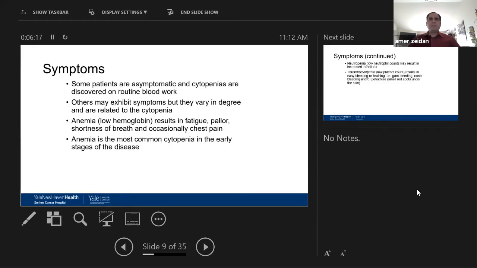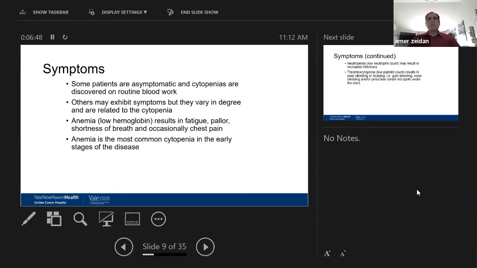So what are the symptoms of MDS? Sometimes there are actually no symptoms and the patients are diagnosed just based on routine blood work. I often see patients in my clinic who are referred for a new MDS diagnosis that was picked up when they had routine blood work during a routine physical exam, sometimes during a preoperative evaluation, and they noted that the patient had a low platelet count.